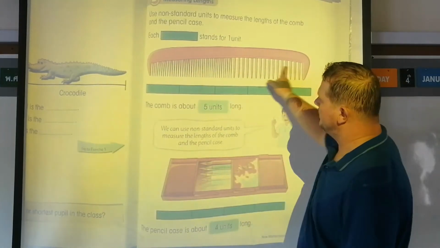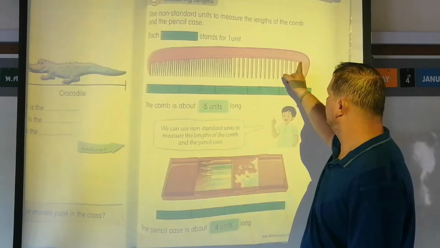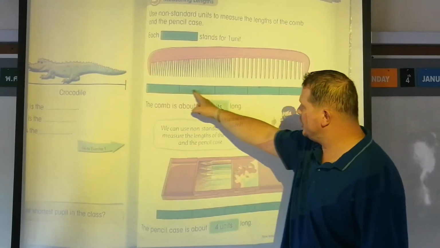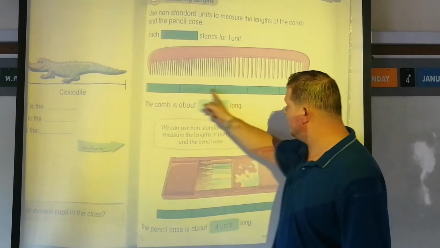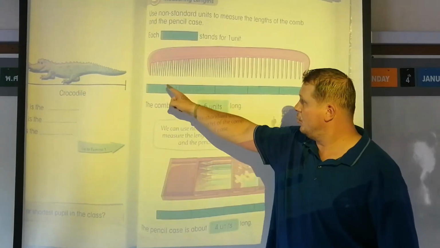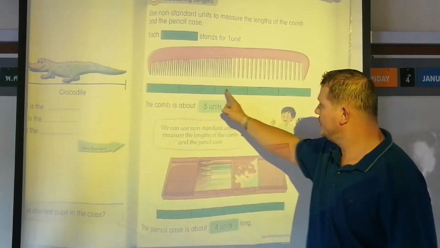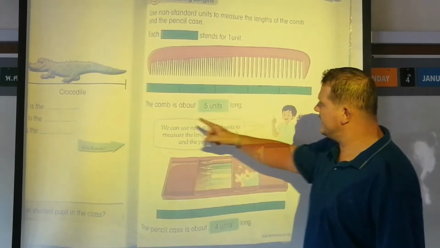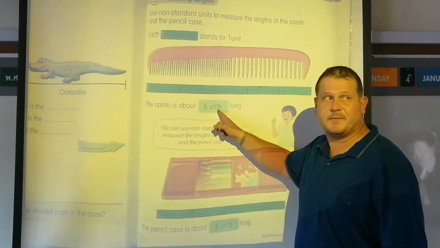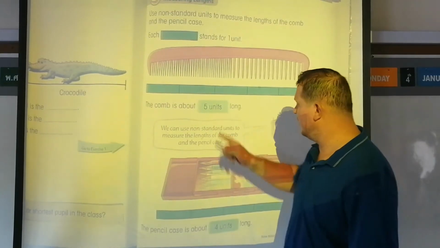So look at the cone. All right, this is a cone. There's the units. I hope you guys can see this. Let's look: 1, 2, 3, 4, 5 units. So the cone is about 5 units long.